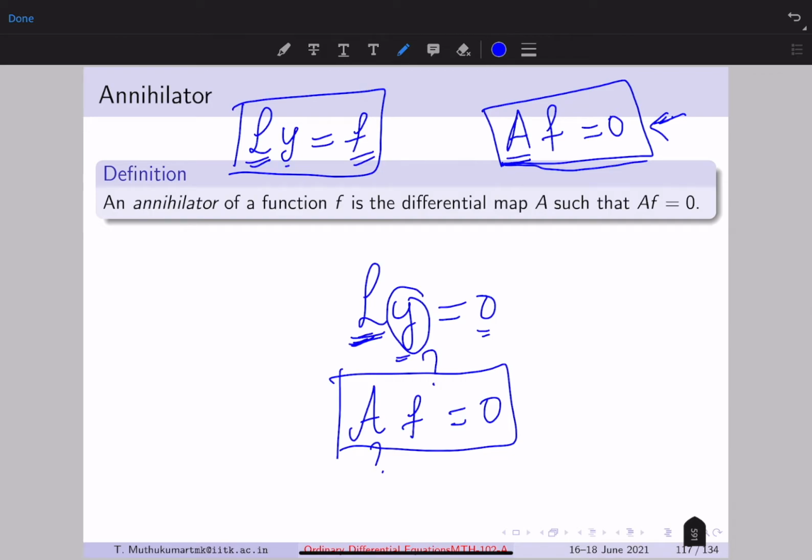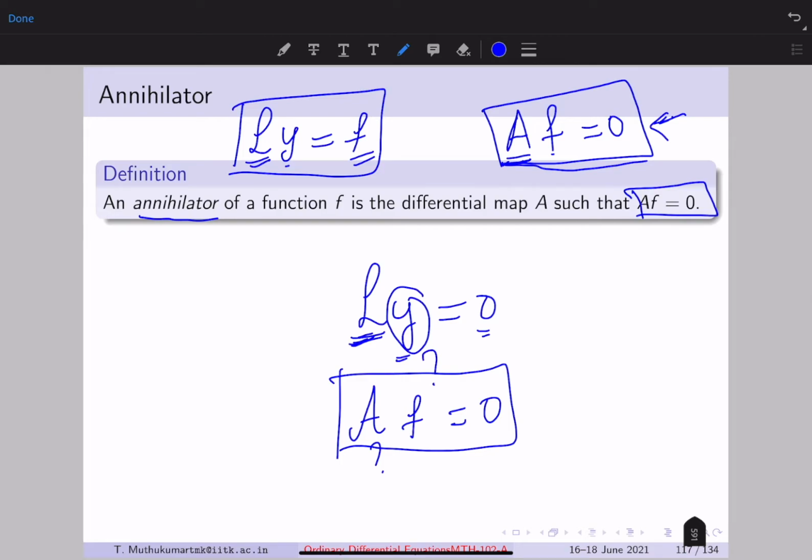So what is the annihilator of a function? Annihilator basically means annihilates, right? It kills. So what is the differential operator which maps f to 0? That is the annihilator of a function, okay? So why are we looking at annihilator? Suppose we find A such that Af is equal to 0.